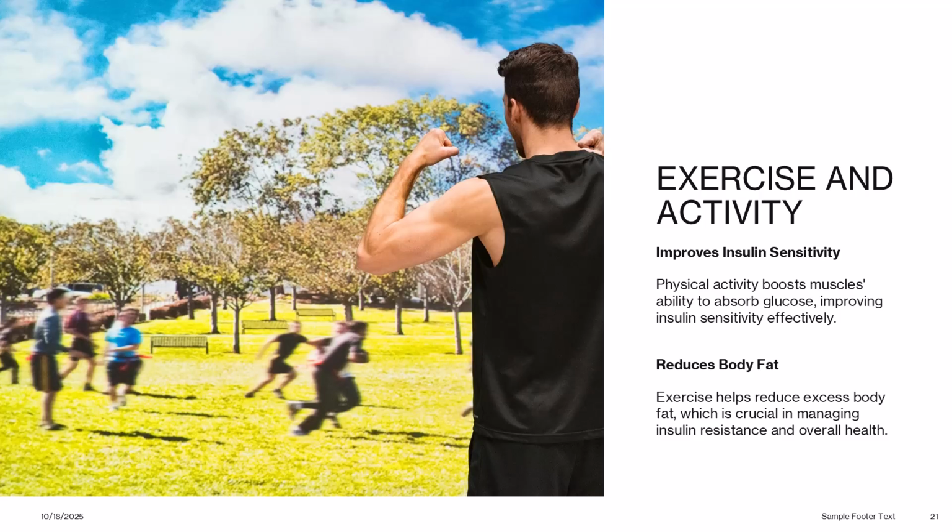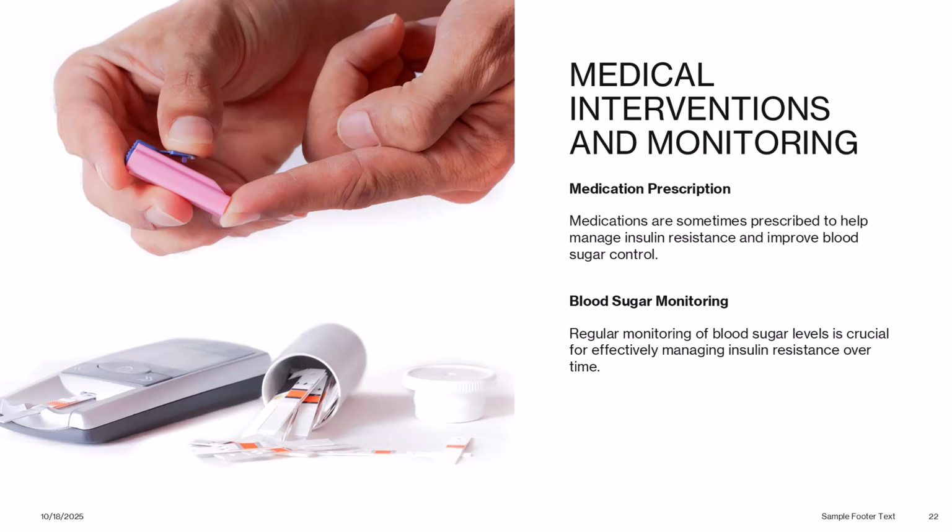Exercise and activity. Regular physical activity enhances muscle glucose uptake, improving insulin sensitivity. It also reduces body fat, particularly visceral fat, which is crucial for reversing insulin resistance. Medical interventions and monitoring. In some cases, medications may be prescribed to support blood sugar control. Regular monitoring of blood glucose levels helps track progress and adjust treatment plans effectively.